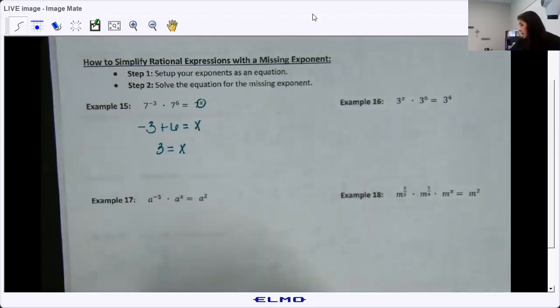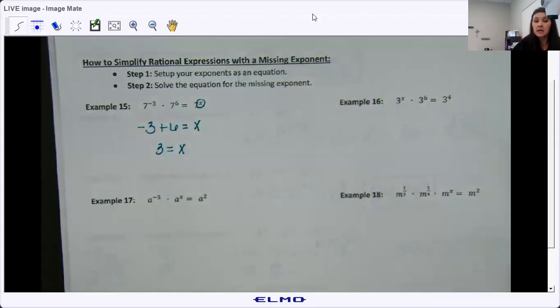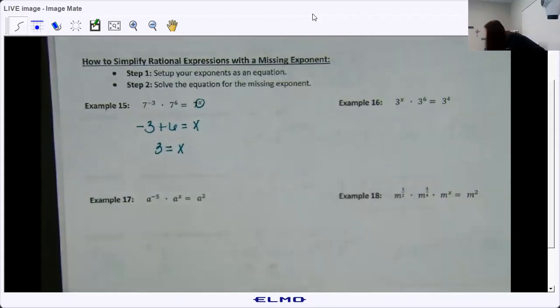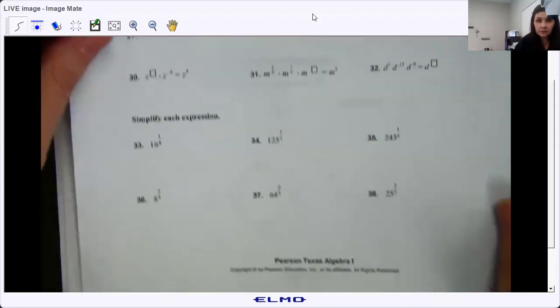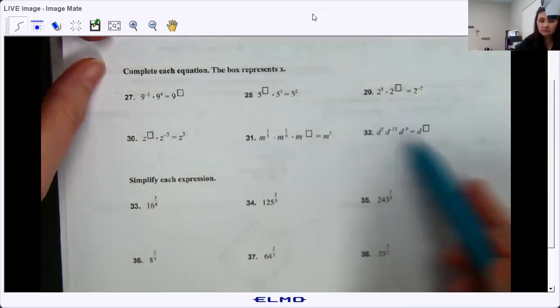Wait, why'd you write the 7? No, we're just trying to figure out what the exponent is. Missing exponent. And if you look on your homework, they have it, I think, as a box. Yeah. So this is what your homework looks like. These boxes just represent the x's.